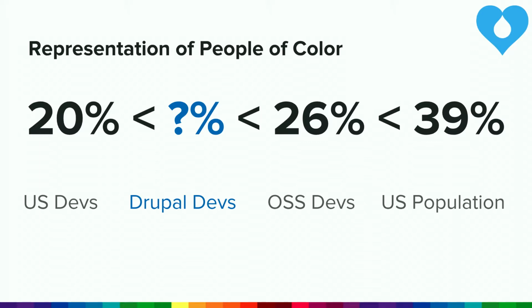In terms of people of color, we have US devs at 20%, OSS at 26%. I don't know the difference there, why. And then the US population, 39%. This is just as much erasure and simplification in terms of race.